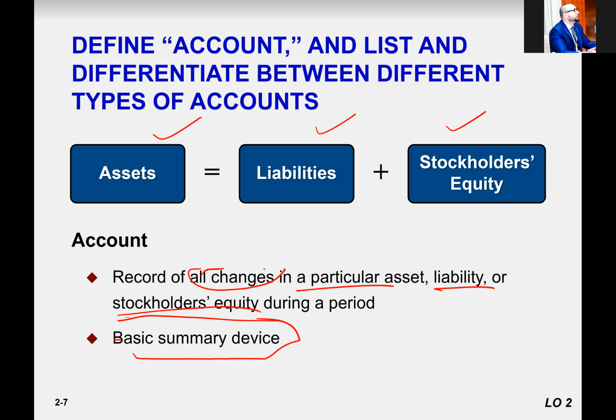So what are cash and short-term investments? They are called accounts because they record all the changes for a particular asset. Cash is a particular asset. So the cash account records all the transactions related to what is going on during the period, what is happening with this account. What are the changes in cash during the period?